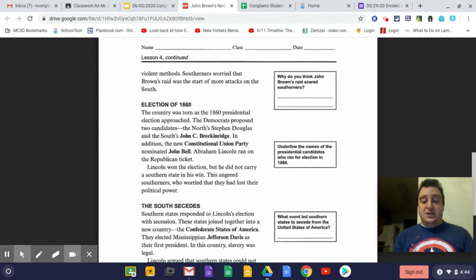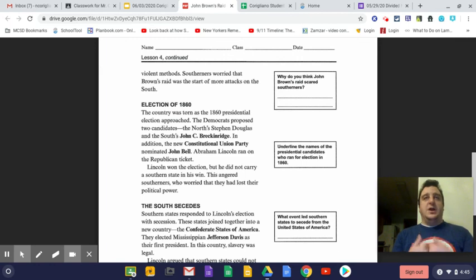Now, when it asks the question, what event led Southern states to secede from the United States of America, it was Lincoln's election. Lincoln winning the presidential election of 1860 caused the Southern states, the Confederate States of America, to want to secede. Once they secede, they elect Mississippi Congressman Jefferson Davis as the first president of the Confederate States of America. And at that point, the Civil War is inevitable. There's no way of avoiding it.